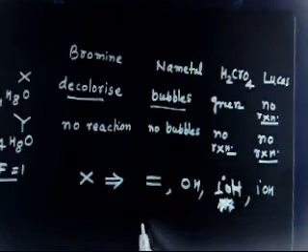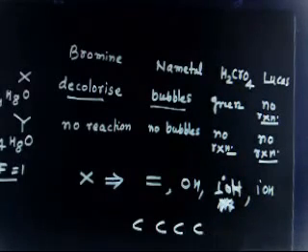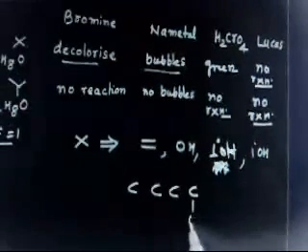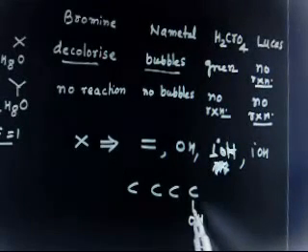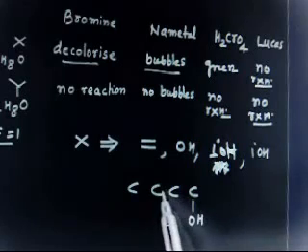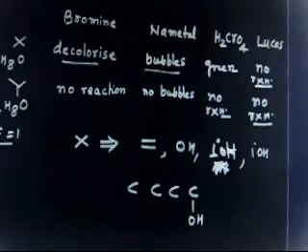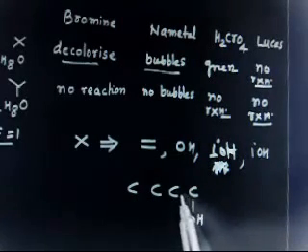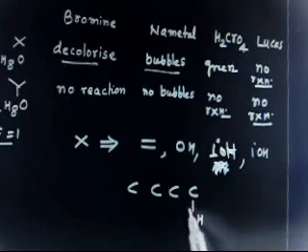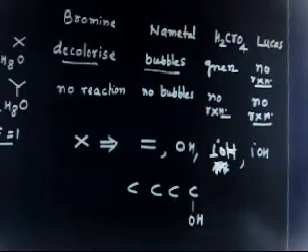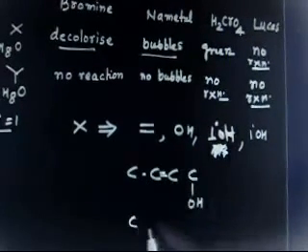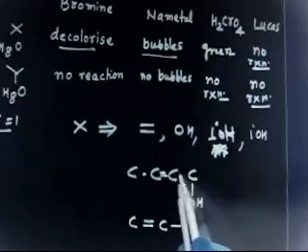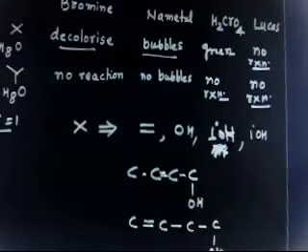So now our structure for X will be: you have 4 carbons. The alcohol is primary, so I put the OH group here, and now I have to put a double bond. We have options for the double bond. If I put a double bond here, in that case it will not be an alcohol, it will tautomerize and give an aldehyde, so that is not the case. If I put a double bond here, this is one option, and the second option is a double bond here with OH. So this is the second option we have.